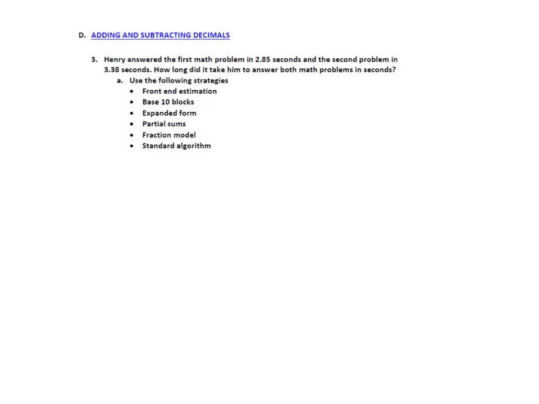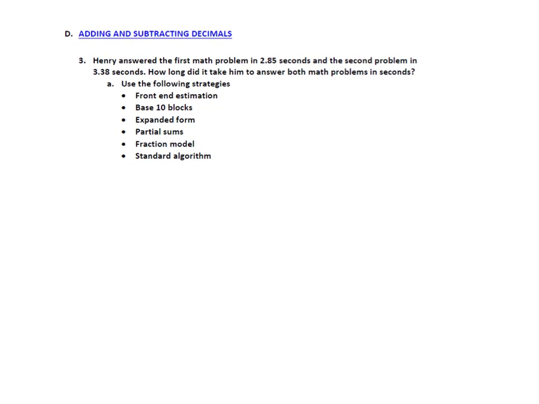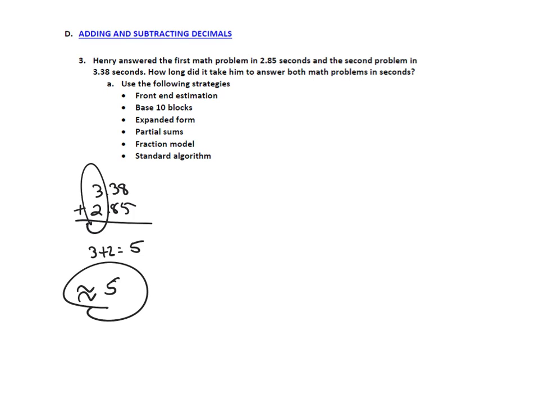So let's look at some addition with different methods. If I say 3 and 38 hundredths and 2 and 85 hundredths, I want to think front-end estimation, so I'm going to say 3 plus 2, and I'm going to get approximately 5 as my answer. About 5 seconds, if we estimate.